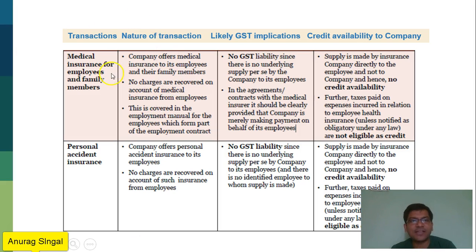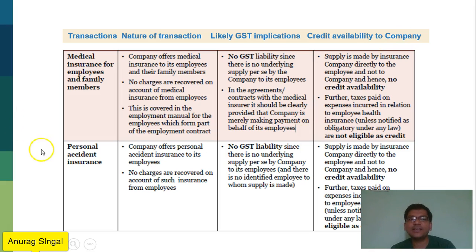Let's look at specific transactions, both medical insurance for employees and personal accident insurance. So what happens is that the company will offer free medical insurance to its employees, and does not recover anything on account of that. So for example, a group mediclaim. This is part of the employment contract, and there is no GST liability because there is no supply by the company to its employees. The agreements should clearly mention that the company is only making payments on behalf of the employees. Will it get credit? No, because the supply is from the insurance company to the employee. It's not the supply to the company.